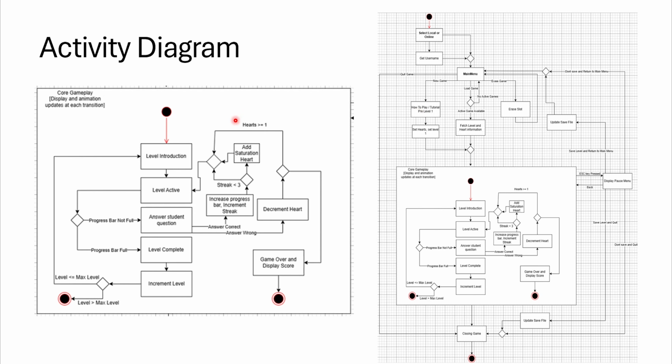During gameplay, players answer questions. Correct answers increase the progress bar. Wrong answers decrement hearts. Notice the decision points. If a heart reaches 0, we go to game over. If the progress bar fills, we check if there are more levels, advancing to the next level, or triggering the win condition. The pause menu allows saving mid-game. The diagram captures every path through our system, including the exception flows.